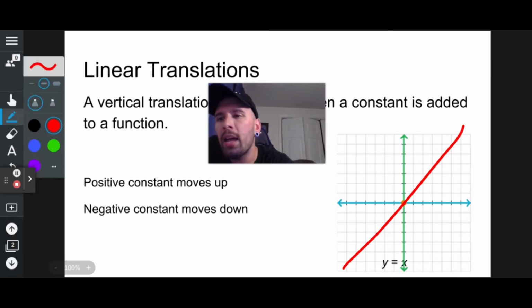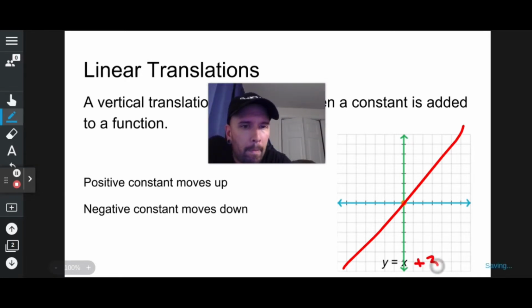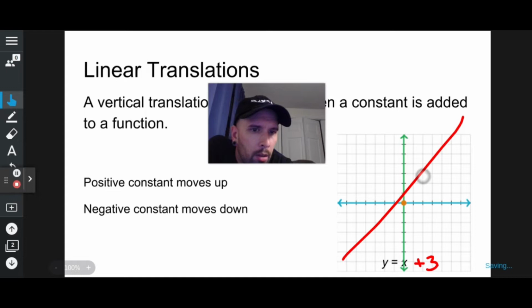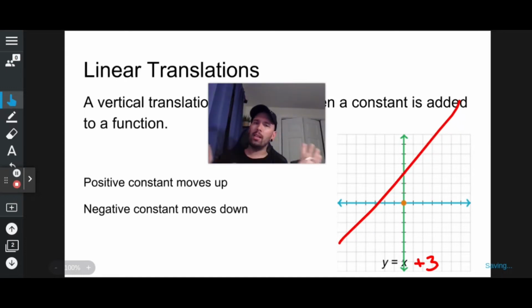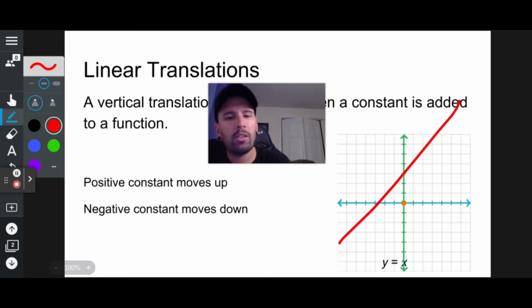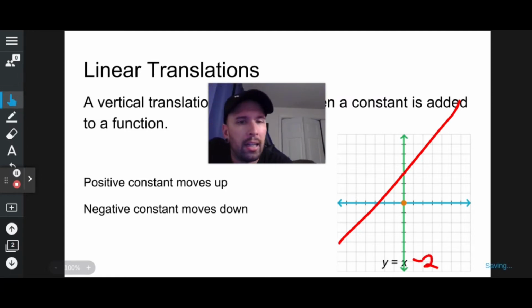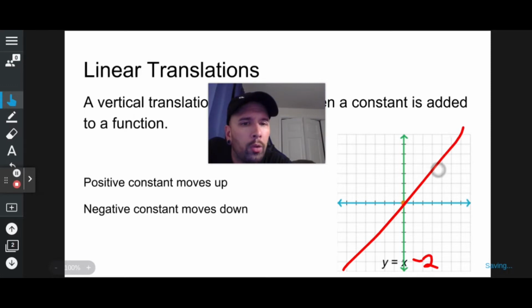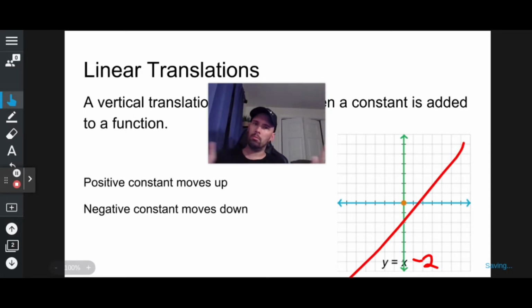If I were to add 3 to that, okay, I'm literally taking my line and going 1, 2, 3. That's it. If I were to make this minus 2, I'm literally taking my line now and going down, here's my line, that's my original, I'm going to go down 1, 2. That's it. That is a vertical translation. All I do is I basically take my y-intercept and I add to move it up or I subtract to move it down. Done.